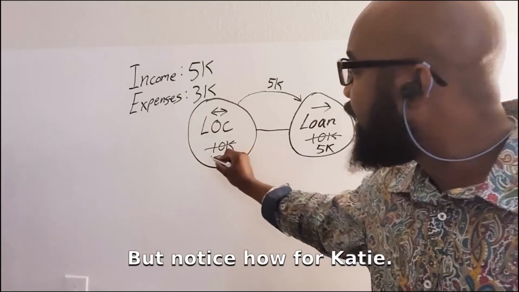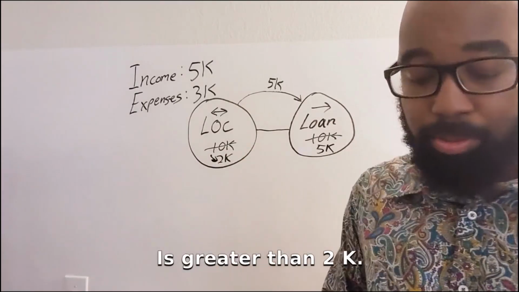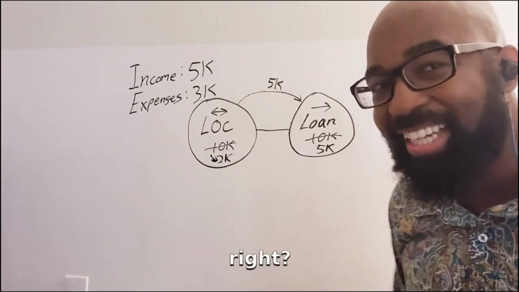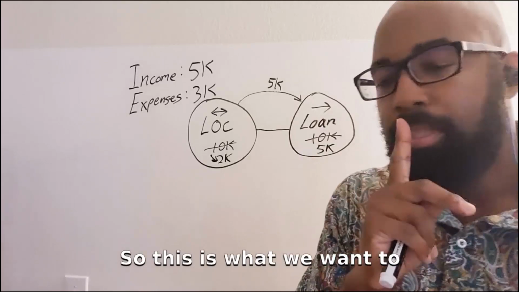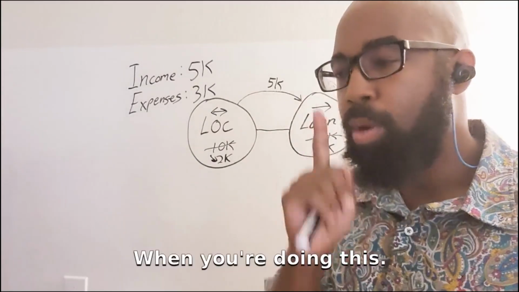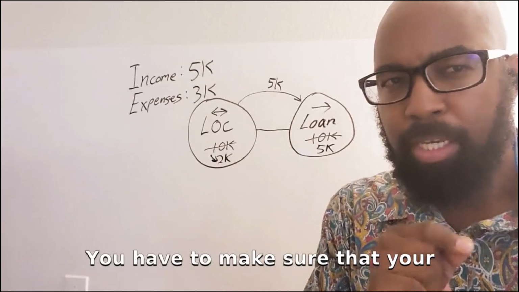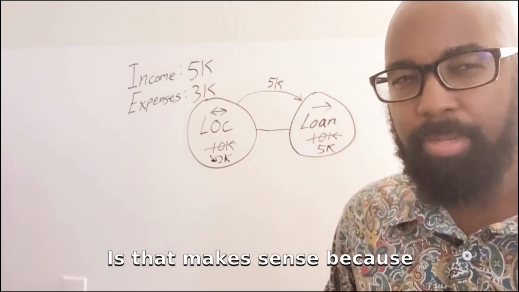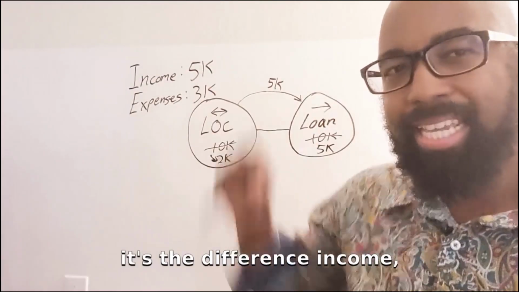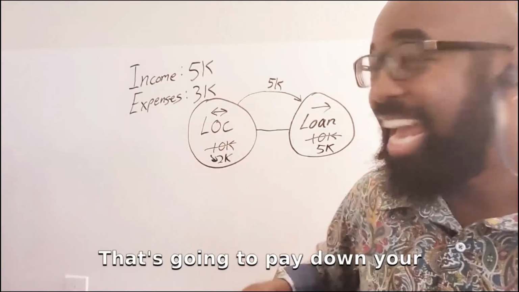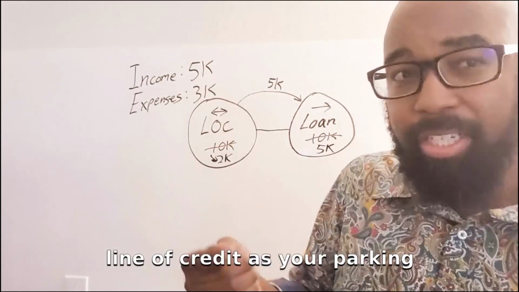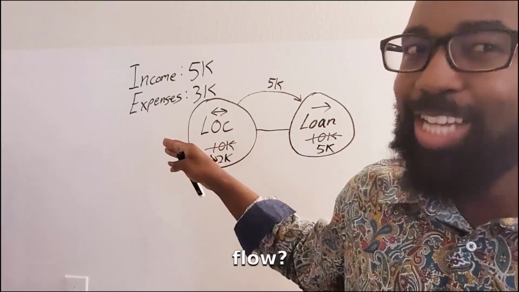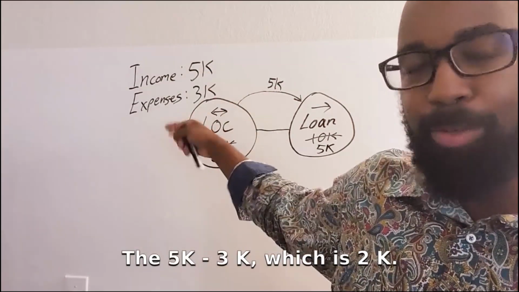But notice how 4K is greater than 2K. That means you're going up, going up, going up. Right? So this is what we want to establish. When you're doing this, you have to make sure that your income is greater than your expenses. Does that make sense? Because it's the difference, income minus expenses, that's going to pay down your line of credit. As you're parking your income there, what's paying it off? That cash flow, the 5K minus 3K, which is 2K.